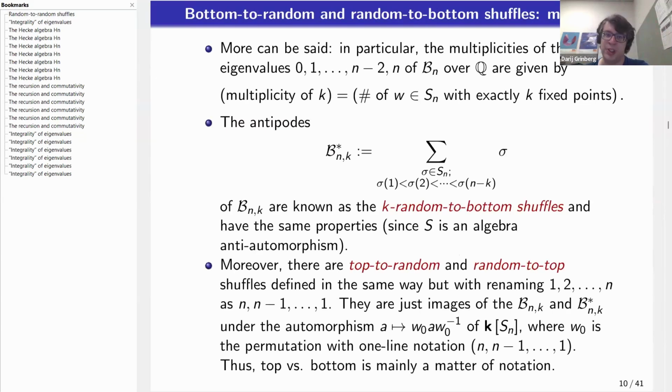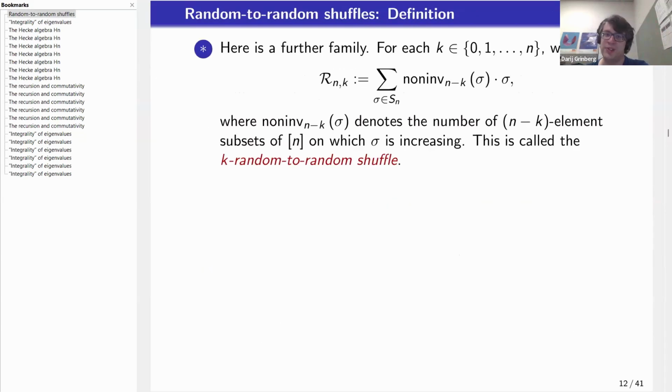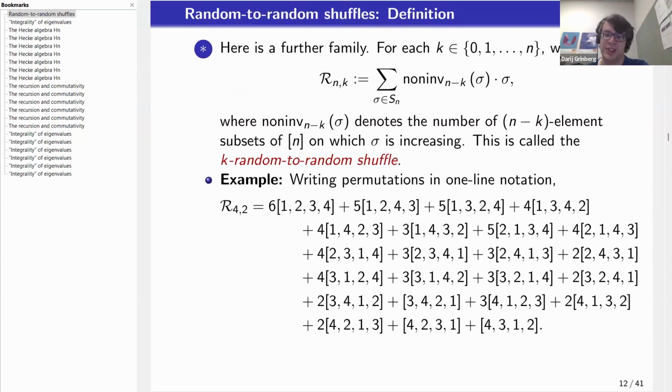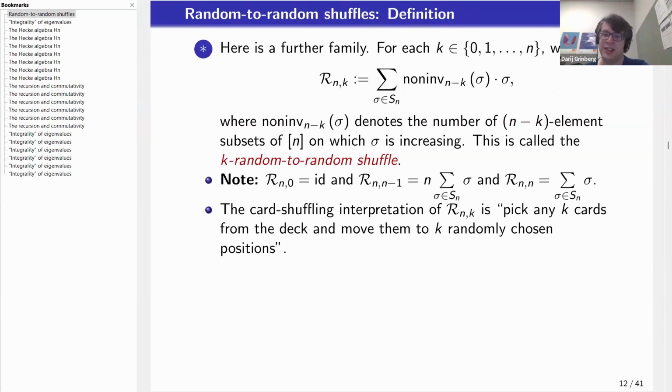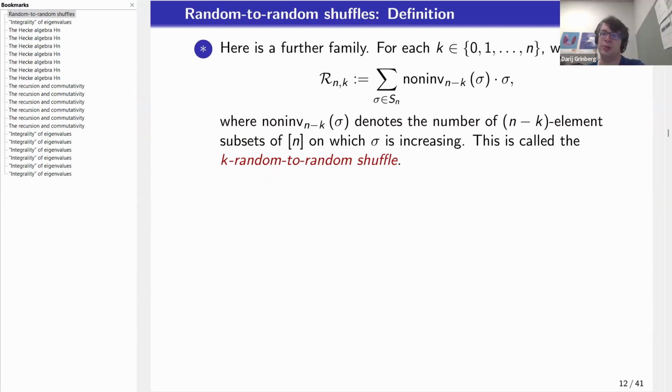Now, our work, even though we have recovered some of the results about the B's, we are actually concerned with the random-to-random shuffles. Right away, I can tell you what they do. They pick k cards from the deck and move them to k randomly chosen positions. And both the cards you pick and the positions are uniformly random.